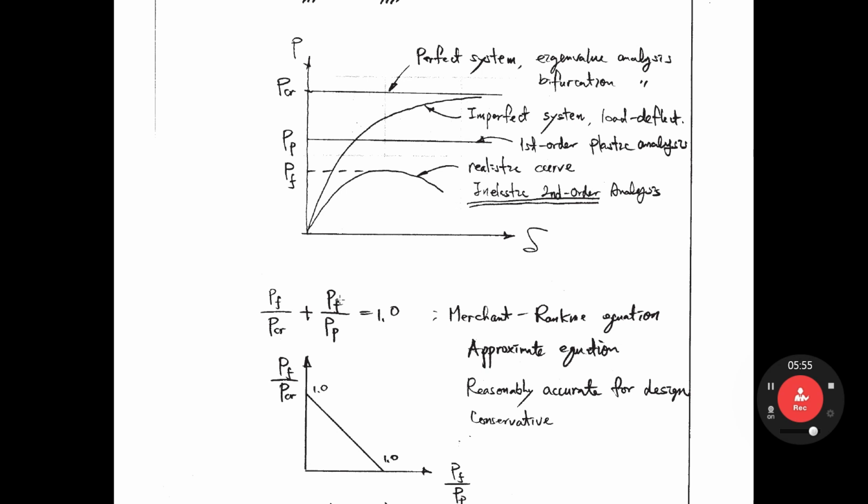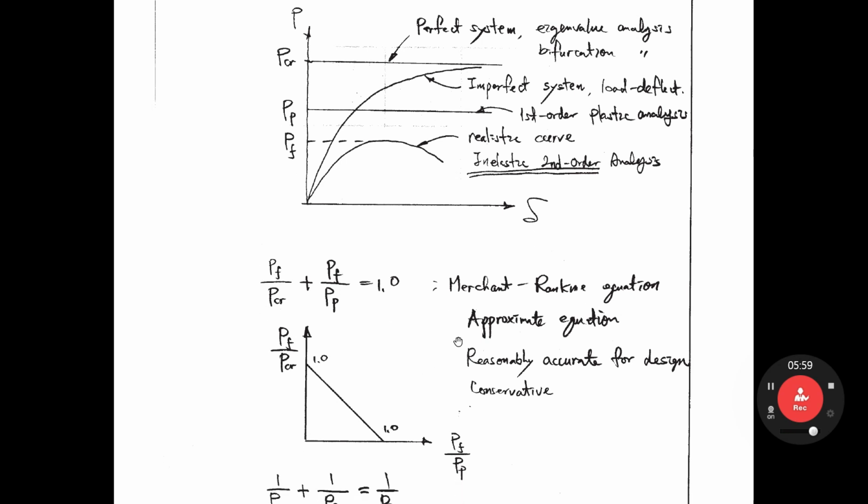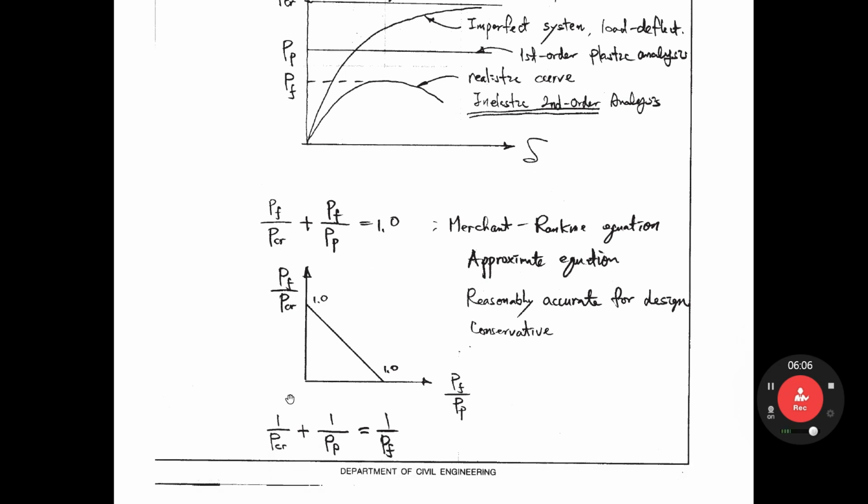PF is the failure load. So Merchant-Rankine suggests this equation. If you draw this equation, PF/PCR is 1.0, PF/PP is 1.0. Okay, the curve is linear like that. So Merchant-Rankine suggests this failure curve. From this equation, if you divide each side by PF, then you can get this equation. So as long as you get PCR and PP, you can get PF approximately.